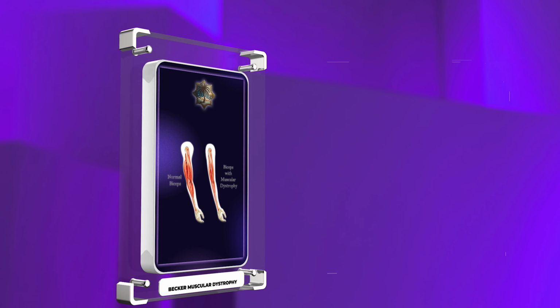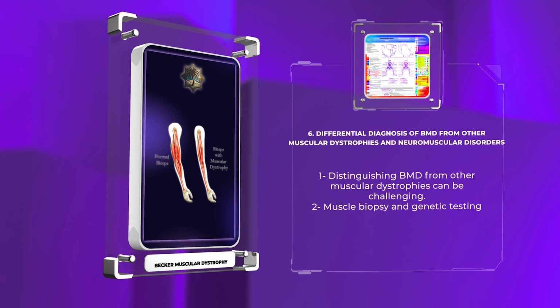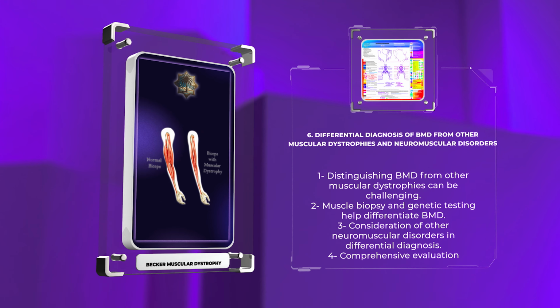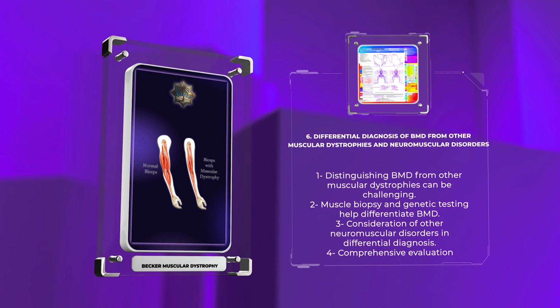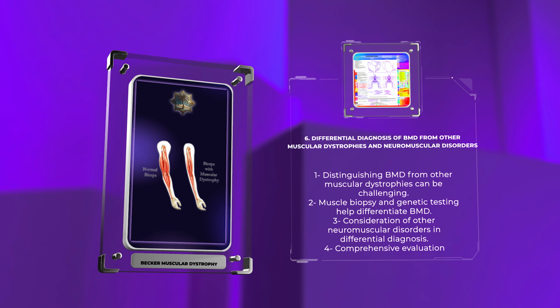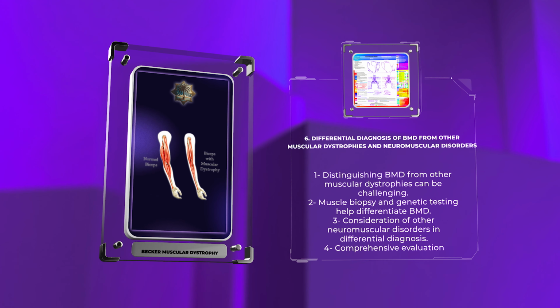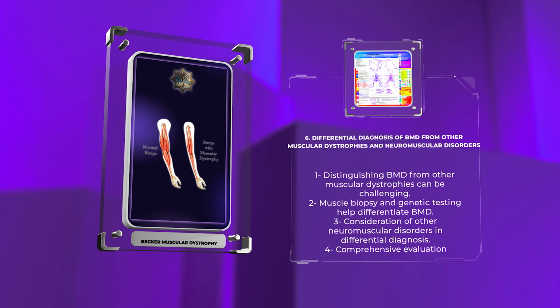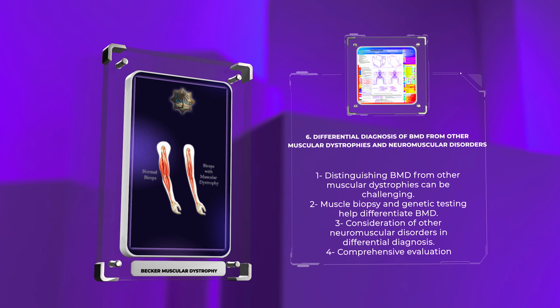Distinguishing BMD from other muscular dystrophies and neuromuscular disorders can be challenging due to overlapping clinical and pathological features. Duchenne muscular dystrophy, DMD, the most common dystrophinopathy, often presents with a similar clinical phenotype but typically has an earlier onset and a more rapid progression than BMD.